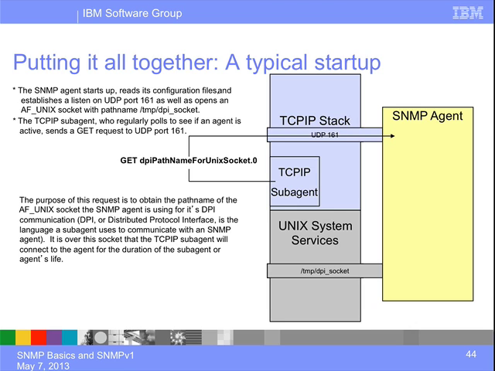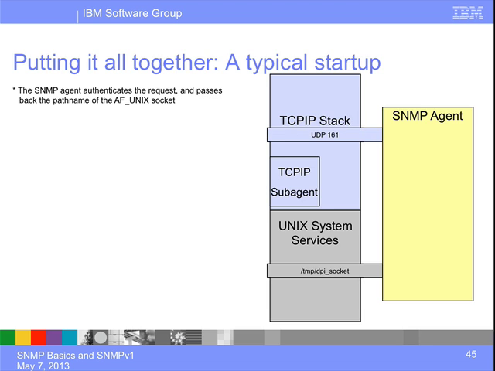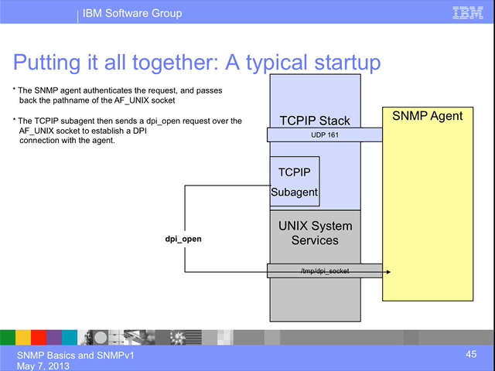DPI, or Distributed Protocol Interface, is the language a subagent uses to communicate with an SNMP agent. It is over this socket that the TCP/IP subagent will connect to the agent for the duration of the subagent or agent's life. The SNMP agent authenticates the request and passes back the path name of the AF Unix socket. The TCP/IP subagent then sends a DPI open request over the AF Unix socket to establish a DPI connection with the agent.